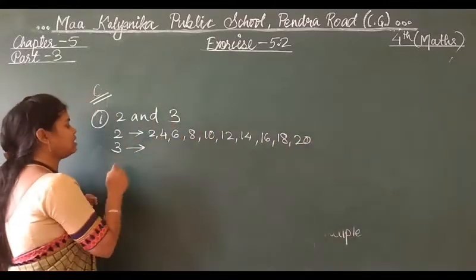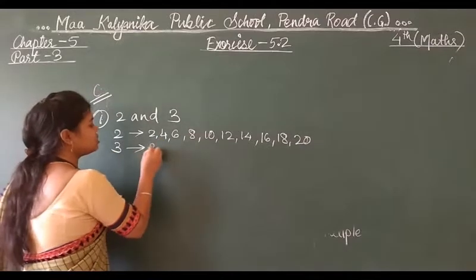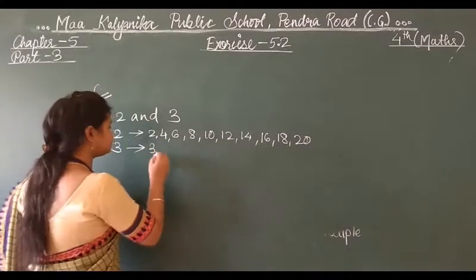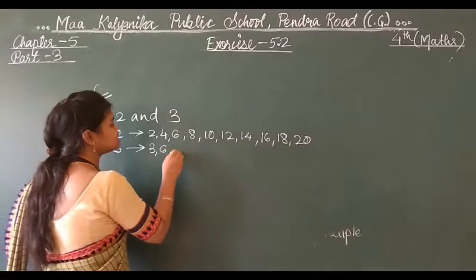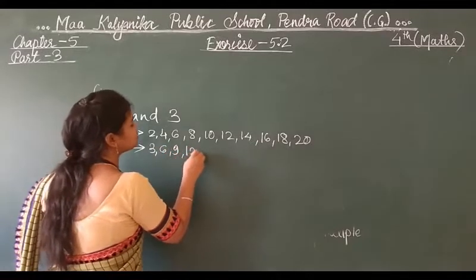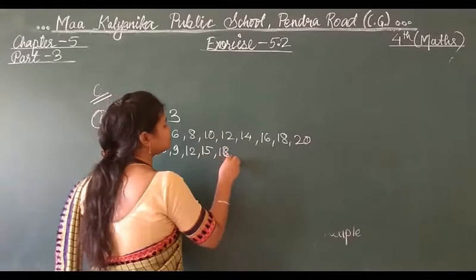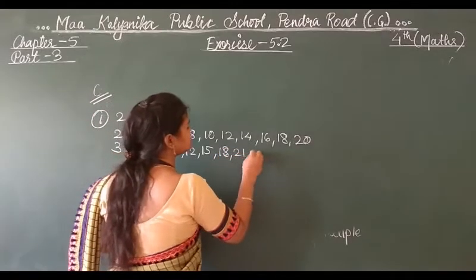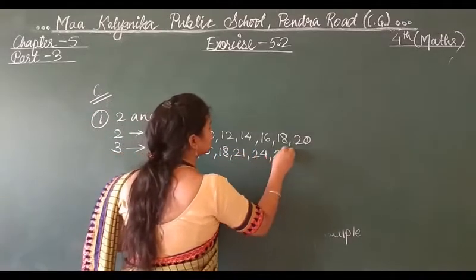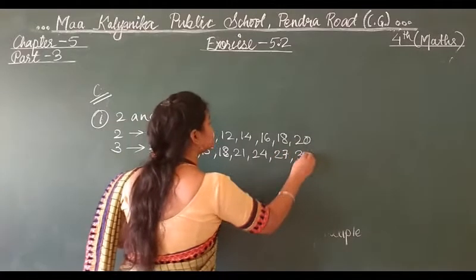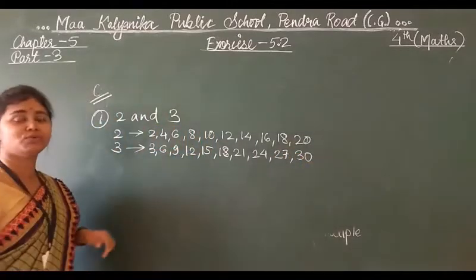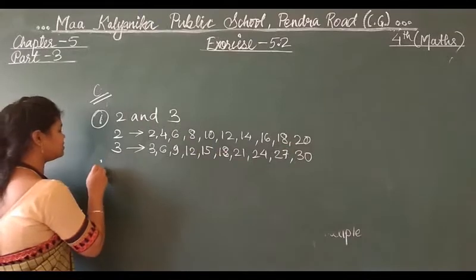Second number is 3. 10 multiples first we have to write. 3 1s are 3, 3 2s are 6, 3 3s are 9, 3 4s are 12, 3 5s are 15, 3 6s are 18, 3 7s are 21, 3 8s are 24, 3 9s are 27 and 3 10s are 30. Now what we have to do? Now we have to find the common multiples.